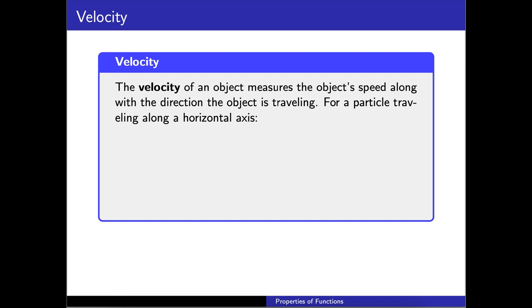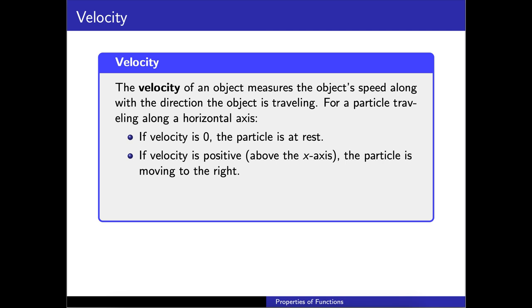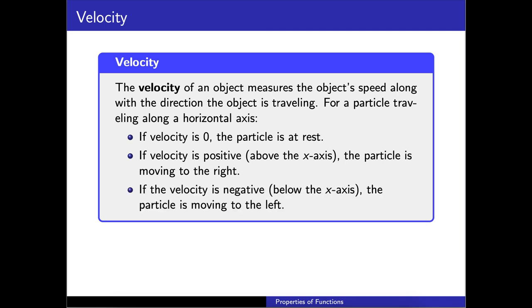In this example, we're going to look at particles traveling along a horizontal axis, like the x-axis, where it's just one-dimensional. If our velocity is 0, then the particle is at rest. So it's not going to be moving if its speed is 0. If the velocity is positive, so if we graph our function and the velocity is above the x-axis, the particle is moving to the right. And if it's negative, in other words, the graph of the velocity function is below the x-axis, that means the particle is going to be moving to the left.